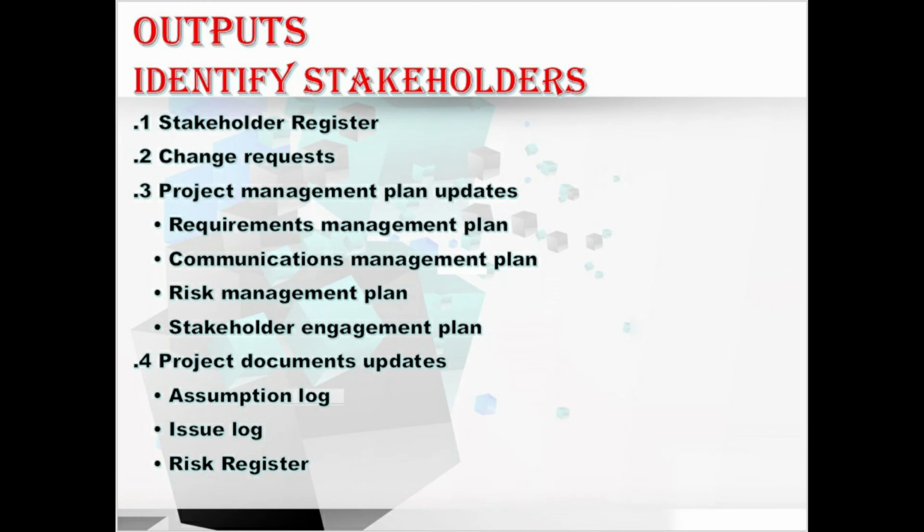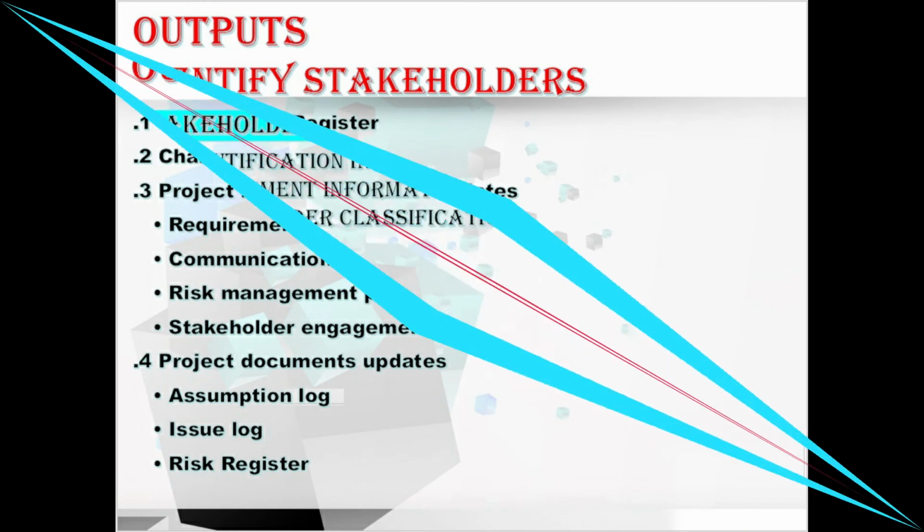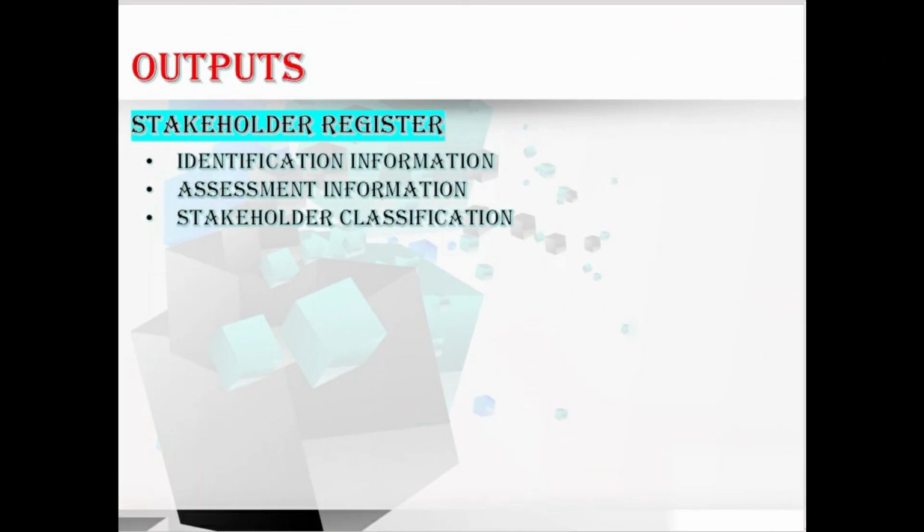In outputs, first we have the stakeholder register. The main output of the identify stakeholders process is the stakeholder register. This document contains the information about the identified stakeholders that includes the identification information, assessment information, and the stakeholder classification.